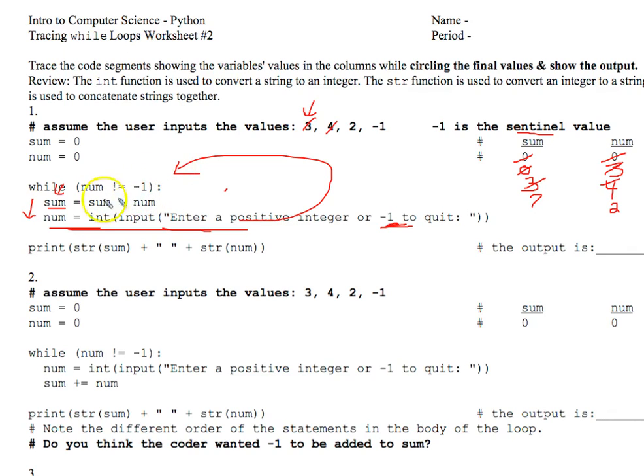That's a true fact. So we go through the loop again. This is fun. Sum plus equals num. 7 plus 2 is 9. The 9 plugs into sum. So cross that 7 out, make it a 9.